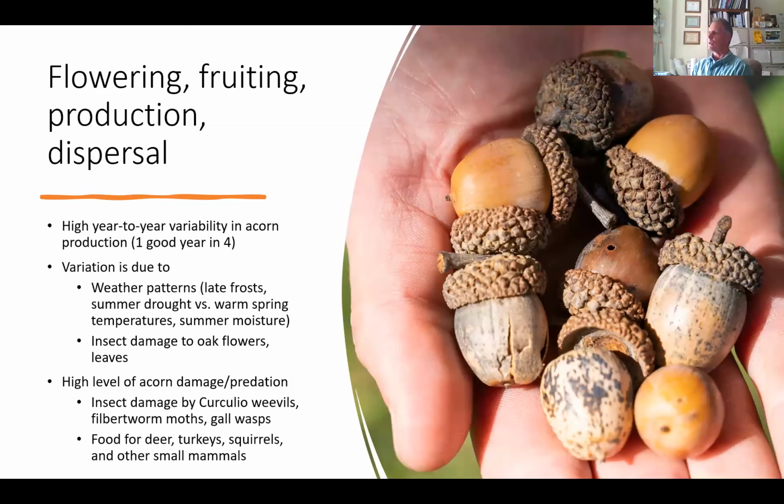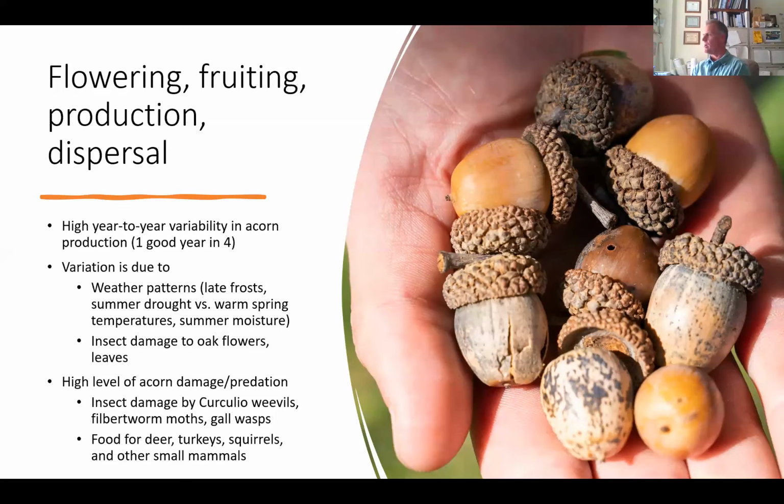Now, I will say there is very high year-to-year variability in acorn production with our oaks. And so you'll hear things like 1 year in 4 is a good mast year, 1 year in 5, or 1 year in 7. So there's just a lot of variation. This variation is due to all the different factors that are all working together to allow acorns to be produced at the end of the year, including things like weather patterns.